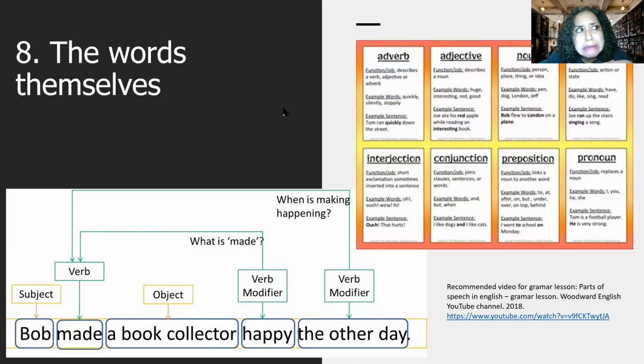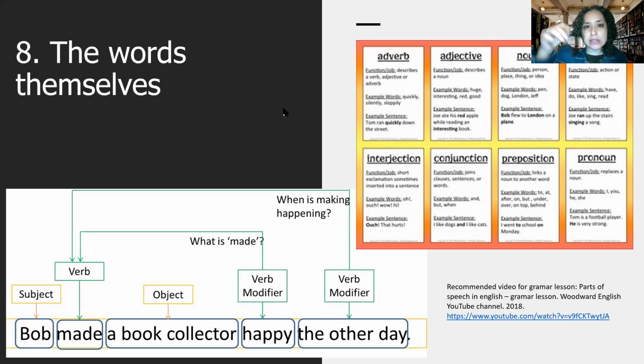Taking a look at this topic, there are 8 elements also. These are 8 key elements for a good speech, but there are also 8 elements of grammar. And talking about grammar, it's about using adverbs, adjectives, nouns, verbs, interjections, conjunctions, prepositions, and pronouns to build a correct sentence.